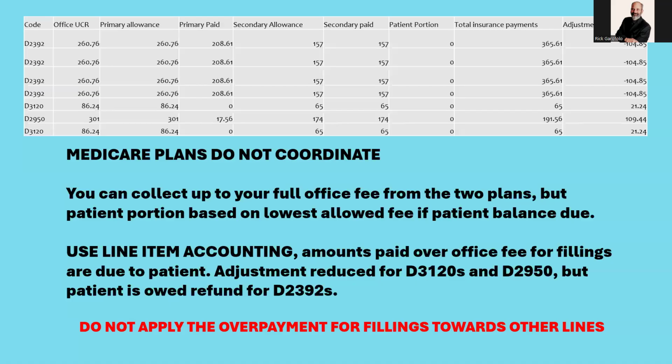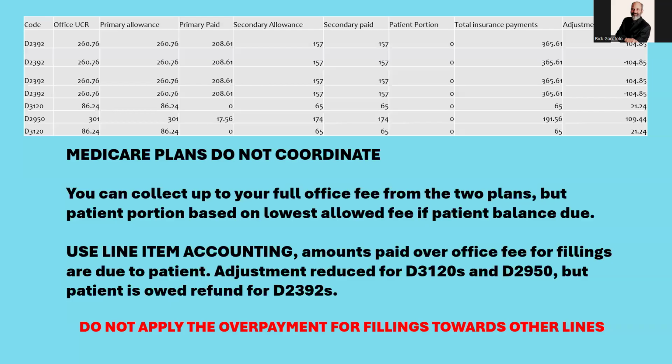Because remember, this 104.85 times 4, I keep saying 116, but it's actually not 116. It's actually 416, but it's actually 419.40. You are going to write a check to this patient who paid $0 out of pocket. You're going to write them a check for $419.40. And here's my question for you.